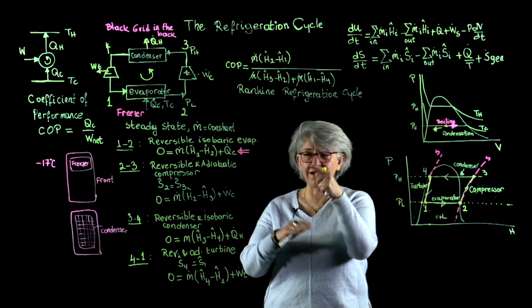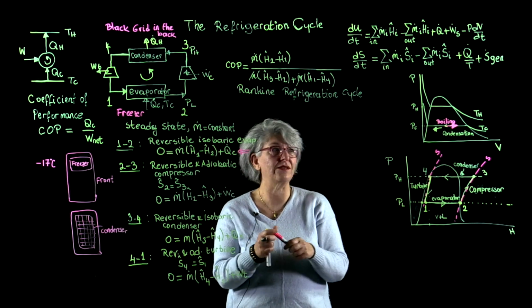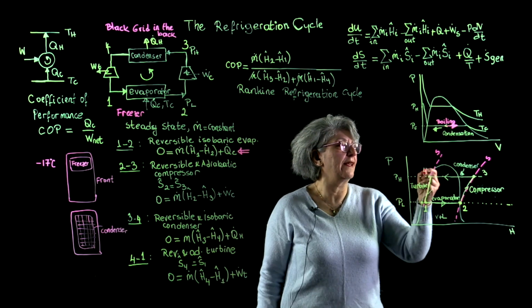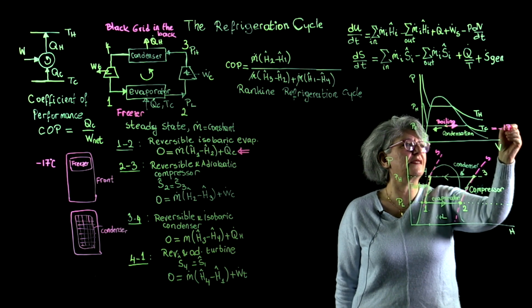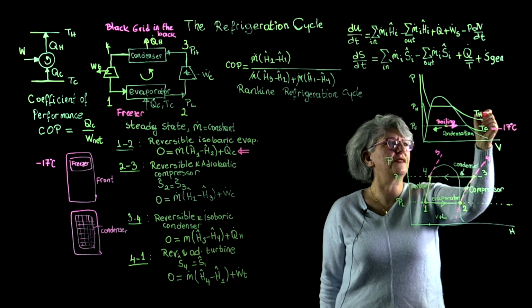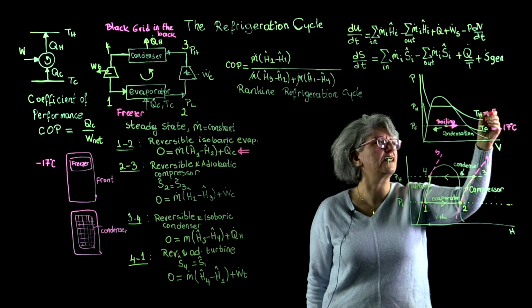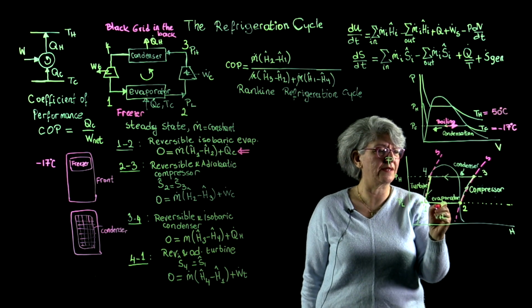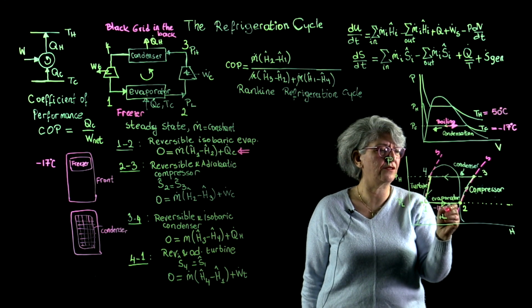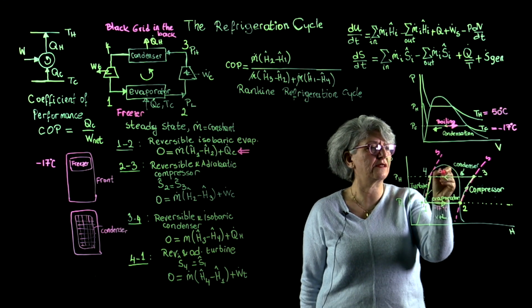So now we have our temperatures. Let us write it here. So this T sub C is around minus 17 degrees Celsius. This T sub H is around 50 degrees Celsius. All right? So this is minus 17 degrees Celsius, and this is 50 degrees Celsius.